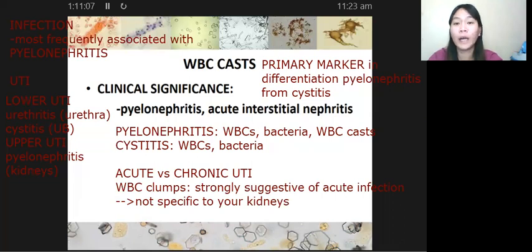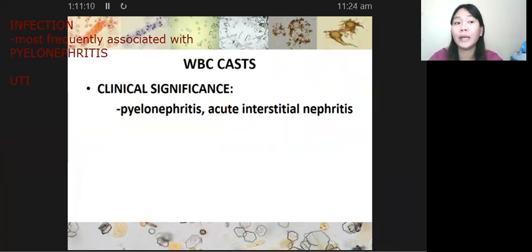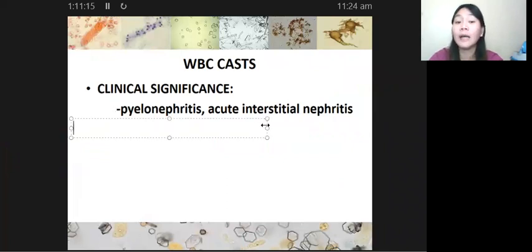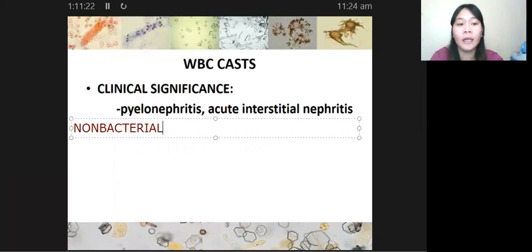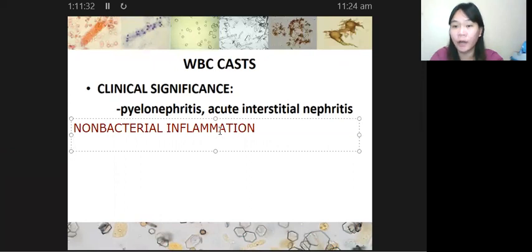Okay, so we are done with infection. So punta naman tayo doon sa isang reason kung bakit nagkakaroon tayo ng WBC casts at yan ay ang non-bacterial inflammation. Okay, so WBC casts may also form in the presence of a non-bacterial inflammation. Okay, so inflammatory condition naman po ito. So what are inflammatory conditions which will result to the formation of your WBC cast?